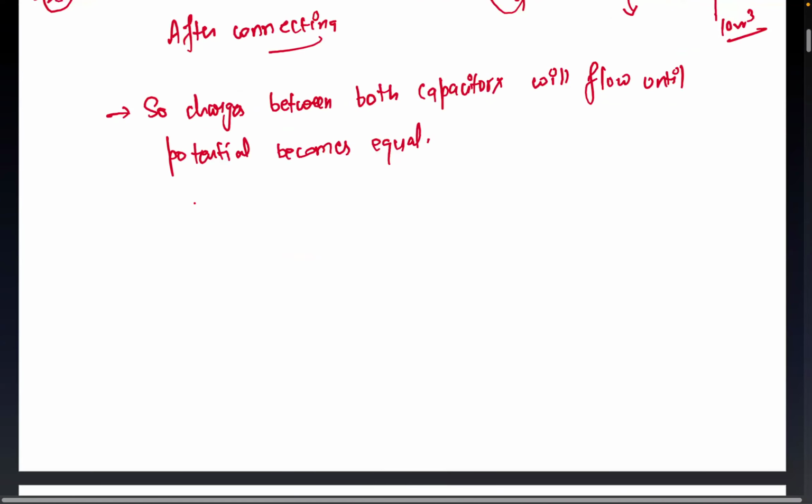So can I say, what is the initial charge? We have to use charge conservation. What are the initial charges? Q initial equals Q final. What is Q initial? Write it like this: Q1 plus Q2. What is Q1? C1 V1, and Q2 is C2 V2. Clear?